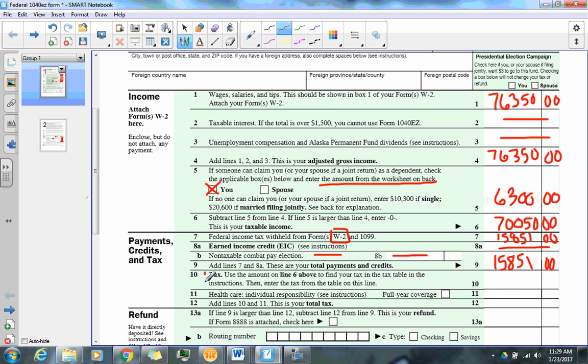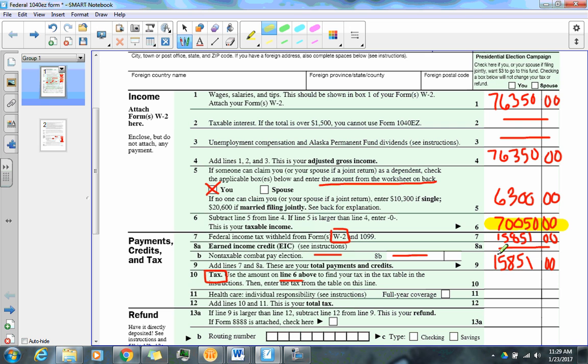All right. Now here we go. Question number 10. Tax. Use the amount on line 6. Line 6 is this 70,000. So let me highlight that. This 70,050, this number here represents the amount that should be taxable income.